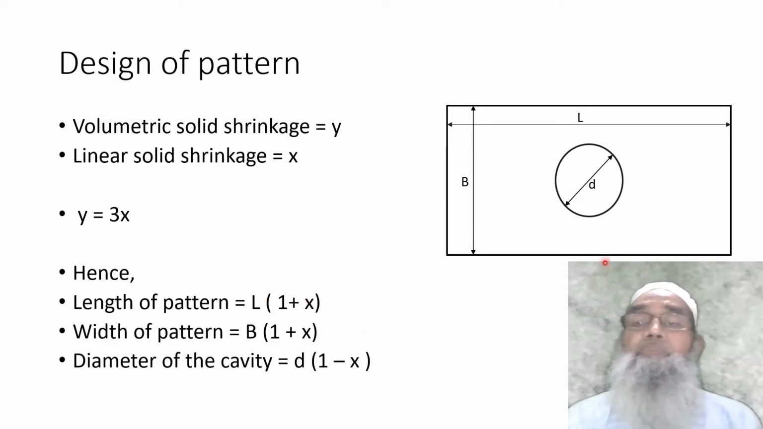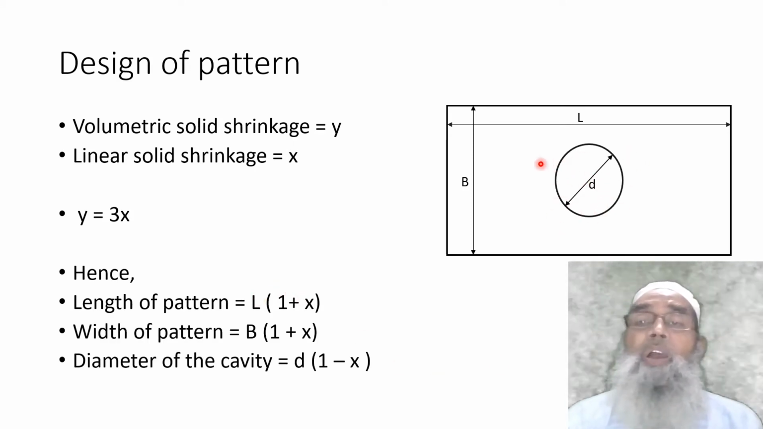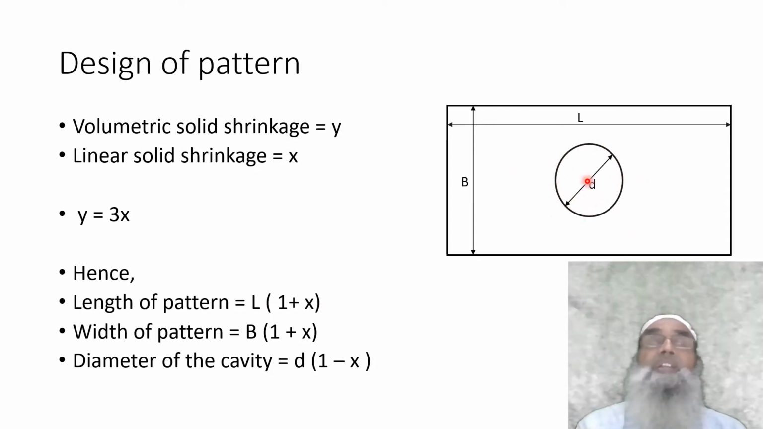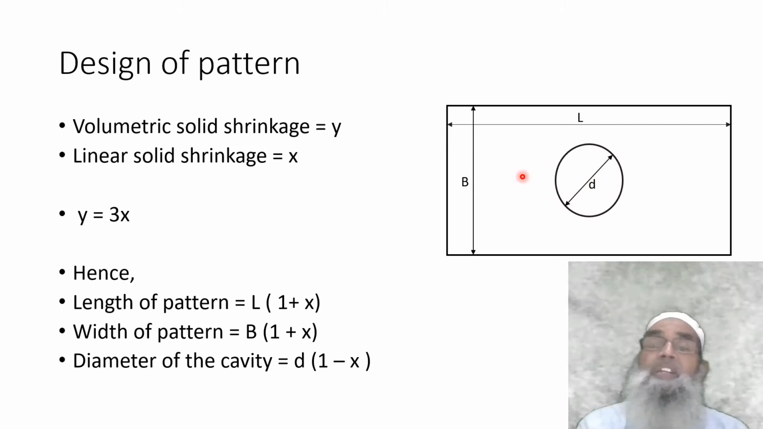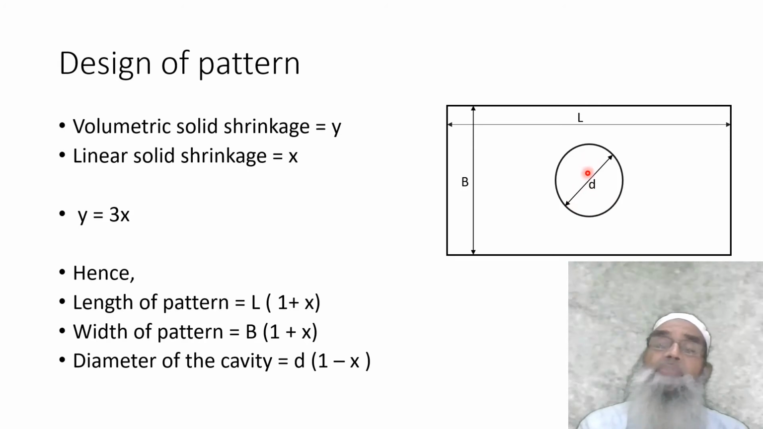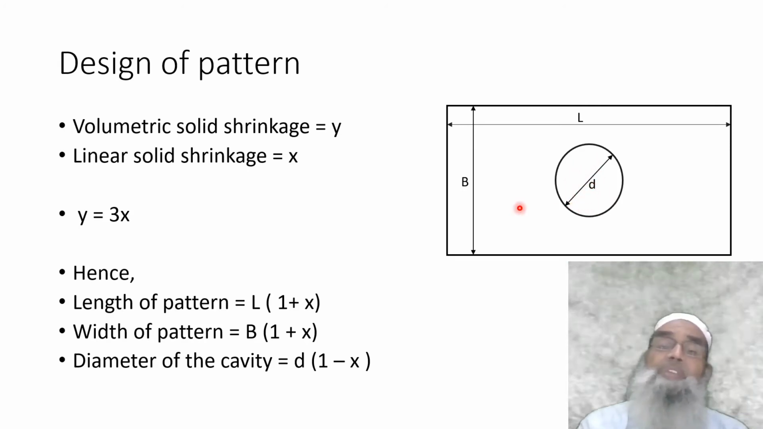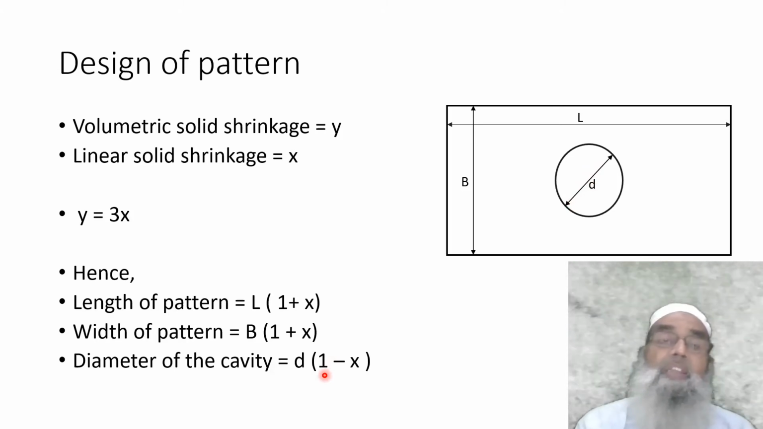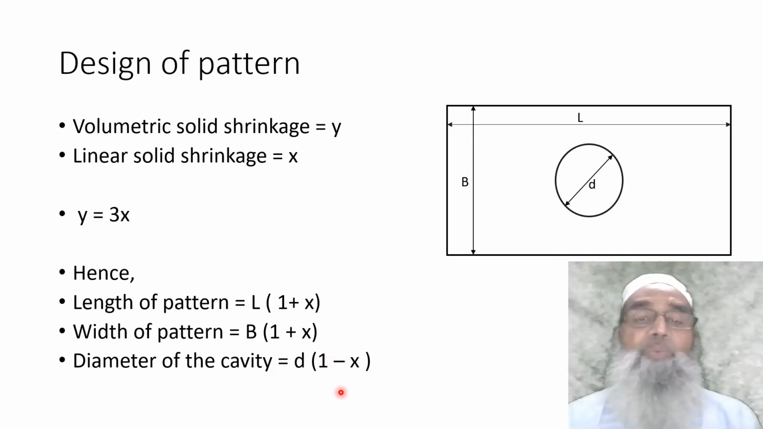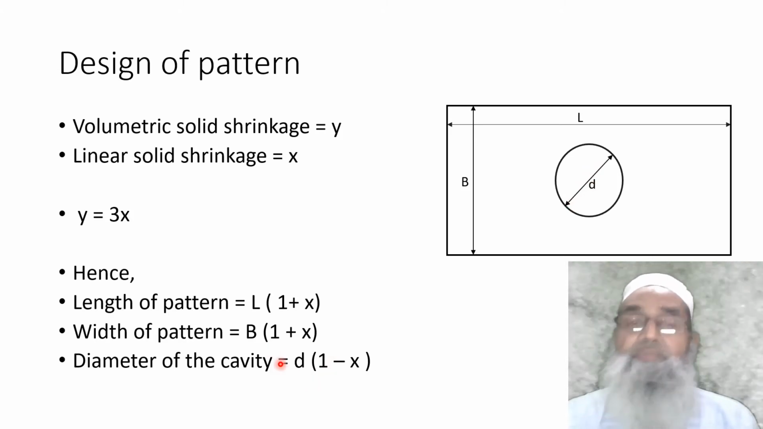But you see, there is a hole, and the metal shrinks, not the hole. The metal will shrink, and therefore we need to give an allowance so that when it shrinks, the hole will expand. Therefore, we need to reduce the dimension of the cavity of the hole so that after expansion, the size of the hole becomes the size that we need in the casting. It is to be reduced by that particular amount.